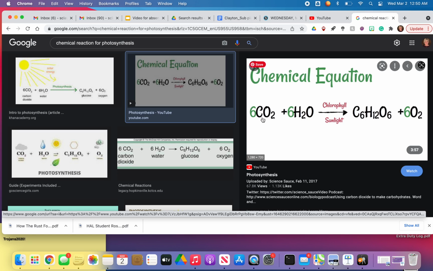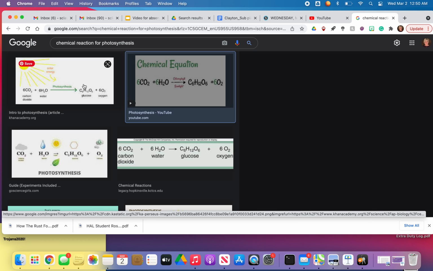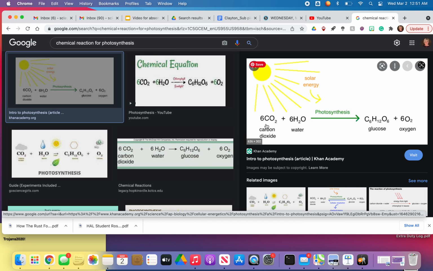Okay, so this is the chemical reaction for photosynthesis. I have 6 molecules of carbon dioxide and 6 molecules of water, and that yields C6H12O6, which is glucose. It's a type of sugar that plants eat, and 6 molecules of oxygen. I know that seems really confusing right now. By the way, this whole equation, we're going to be looking at in our next unit. So this is not a wackadoodle equation. This is a good one. This is one that you're going to actually have to sort of understand.